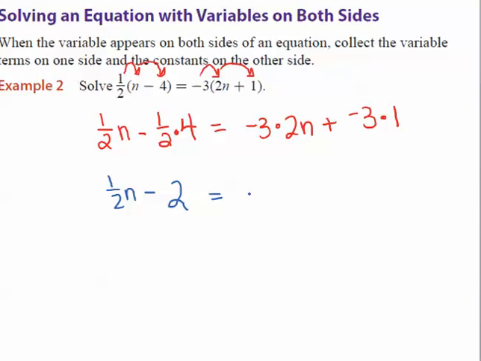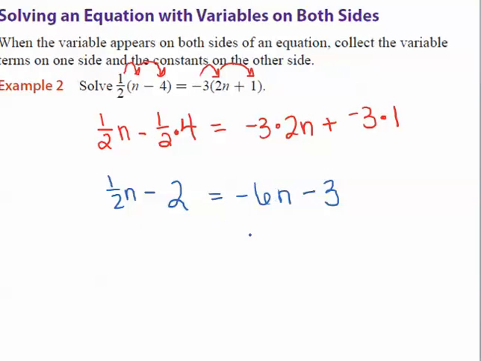Negative 3 times 2n, negative 6n. Negative 3 times 1 is negative 3. And instead of writing plus minus, I'm just going to write that. I'm sorry if I said plus 1. Okay, so now what do we do? We've got letters on both sides.